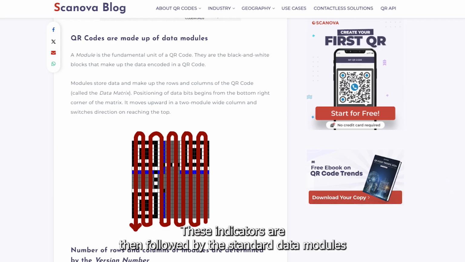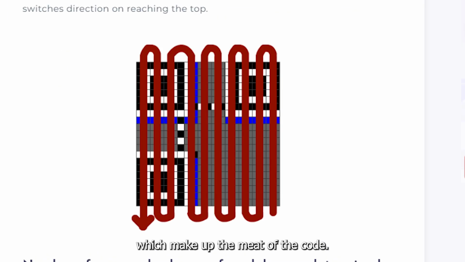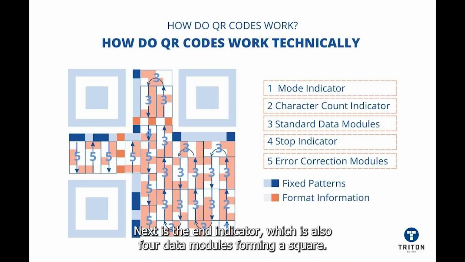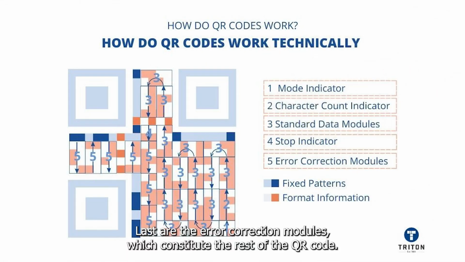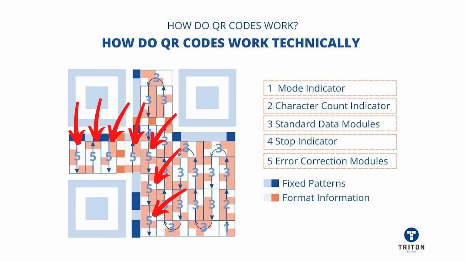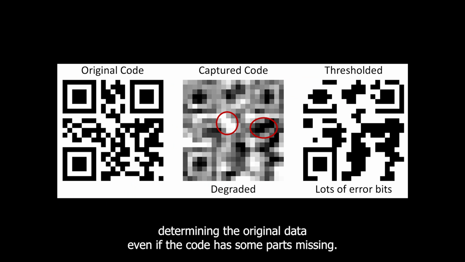These indicators are then followed by the standard data modules, which make up the meat of the code. Next is the end indicator, which is also 4 data modules forming a square. It signifies the end of the stored data. Last are the error correction modules, which constitute the rest of the QR code. They help with determining the original data even if the code has some parts missing.